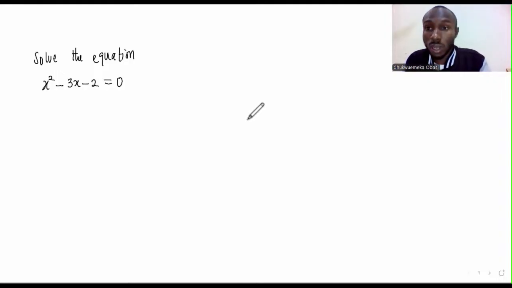So now we just have to get started. Question one says solve the equation x squared minus 3x minus 2 equal to 0. This is a quadratic equation, and we have many ways to solve a quadratic equation. You can solve it by formula method, by factorization method, by completing the square method, and even graphical method, right?